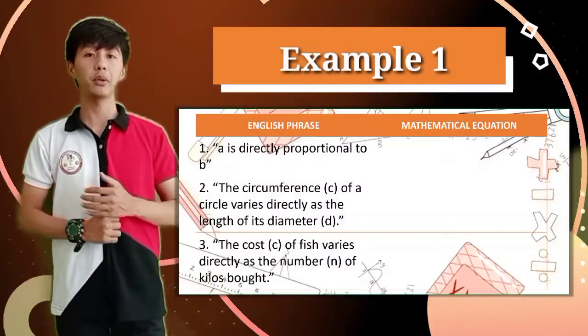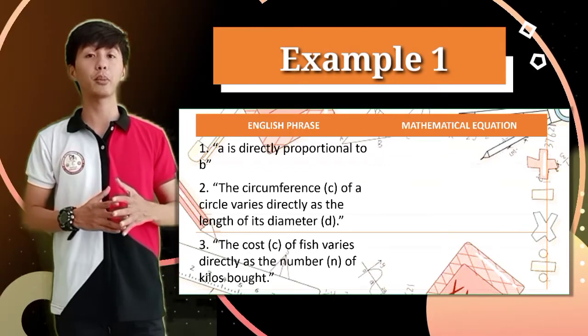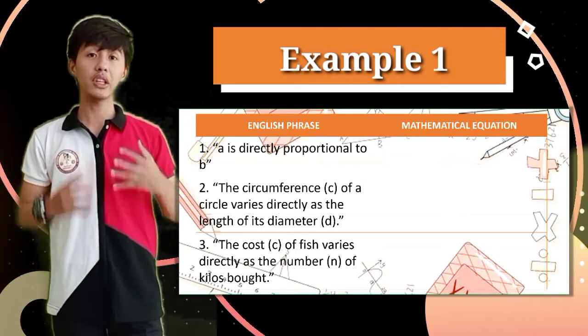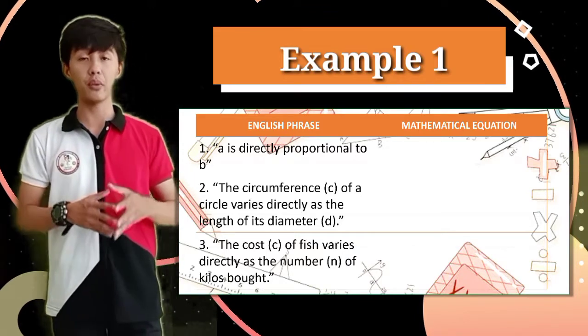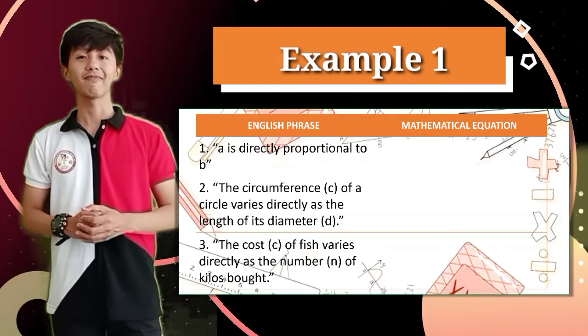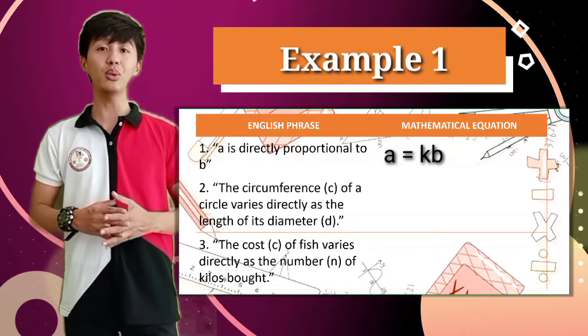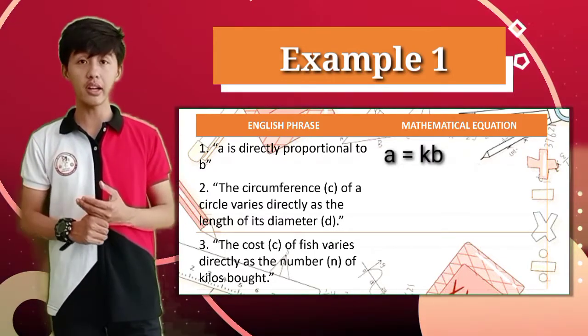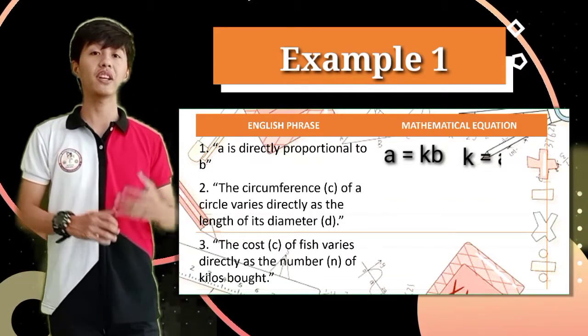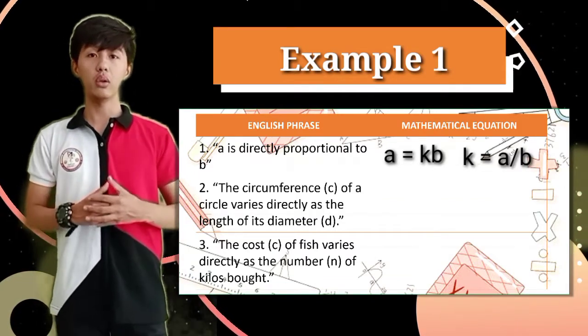For item number 1, a is directly proportional to b. So what do you think is the equivalent mathematical equation of our English phrase? Okay, a = kb. How about if we are looking for the constant of variation? We have k = a/b.